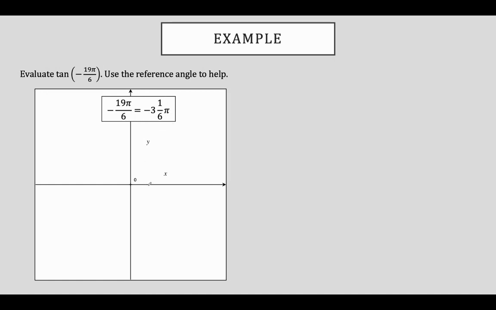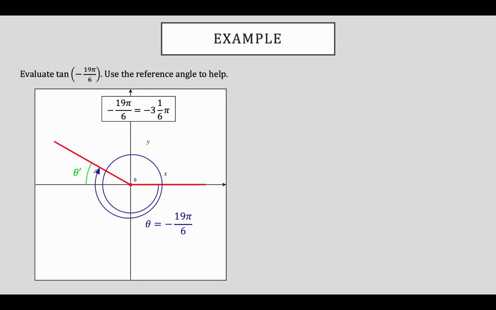Well, let's draw it out. Going all the way around in the clockwise direction would be negative 2 pi, negative 3 pi to here, and then I have to tack on another sixth of pi. All right, there I have my angle theta. And my reference angle, again, is the acute angle between the terminal side and the closest x-axis. There we have theta prime.